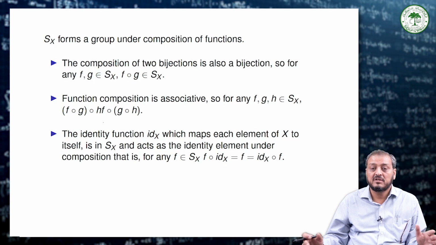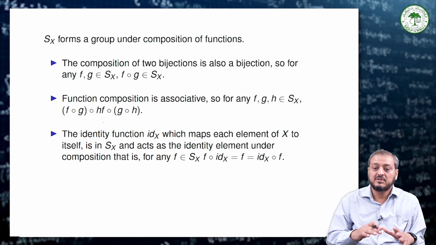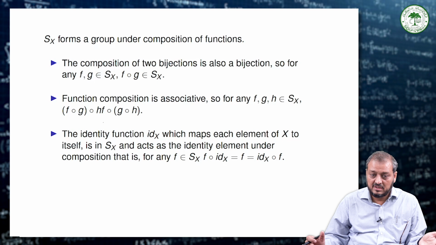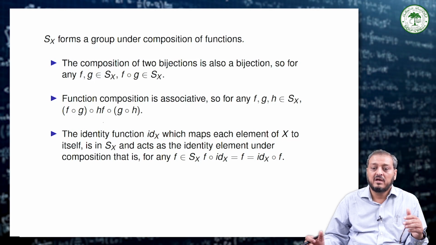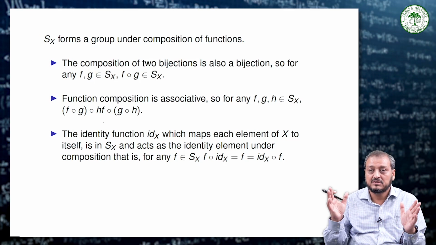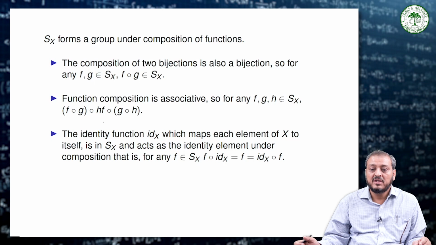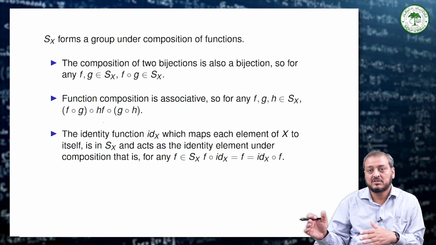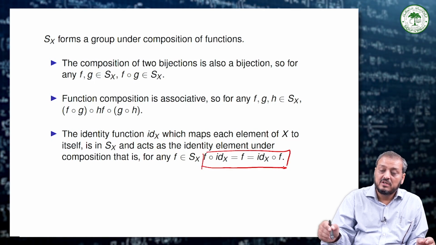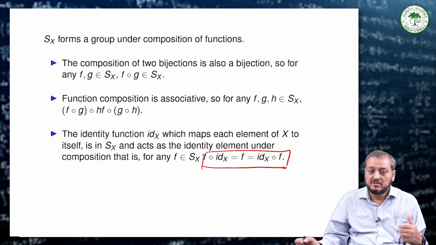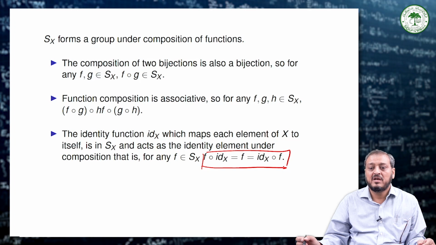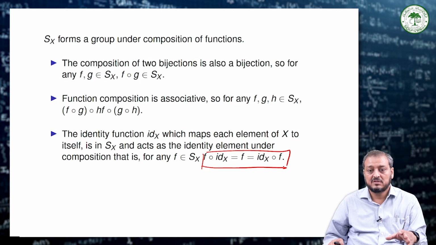And the identity is clearly the identity function Ix, which maps each element of X to itself, is in Sx and acts as the identity element under composition. That means for any f belonging to Sx, f composition identity of X is equal to f, and the same for identity composition f. This identity function is always bijective, so it works as the identity under composition of functions.